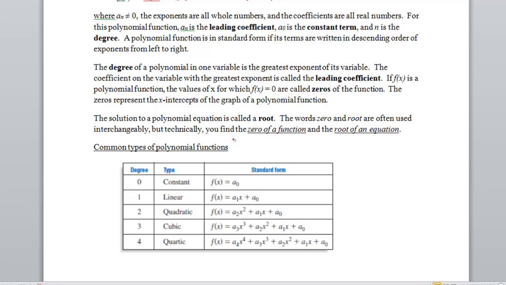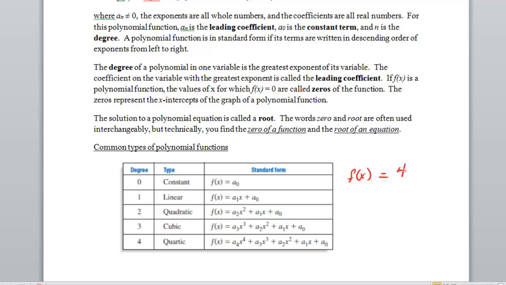And so we have the standard form written with all the a's and the b's and the x's and the zeros and all of that stuff. I'm going to go ahead and give you an example of each, just simply with numbers and how you would normally see it in a problem. So the first one is a constant function.